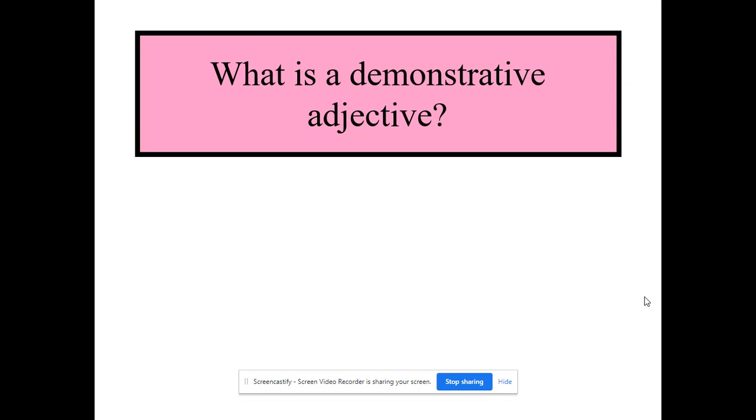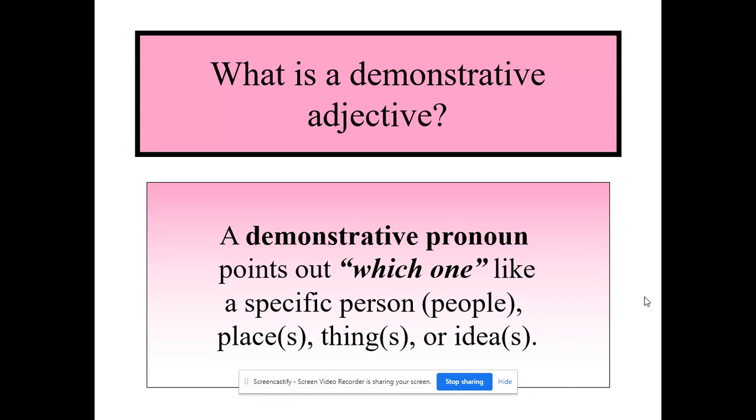Now, when we talk about what exactly is a demonstrative adjective, it boils down to the fact that it really points out which one we are talking about. So it could be talking about a specific person, or specific people, a specific place or places, specific thing or things, and then a specific idea or ideas. And when we say an idea, it'd be like the word love or dream. Not exactly a physical thing, but it's kind of an idea of something.